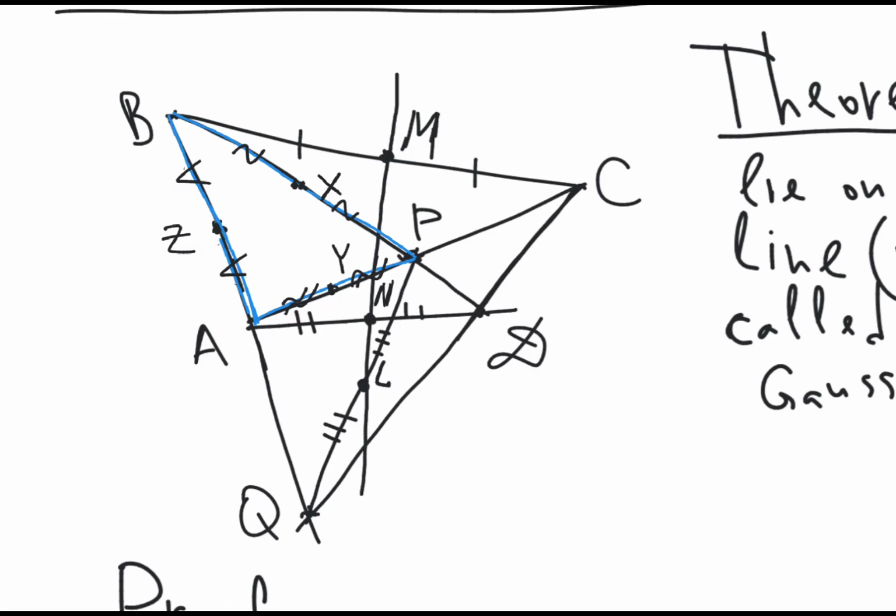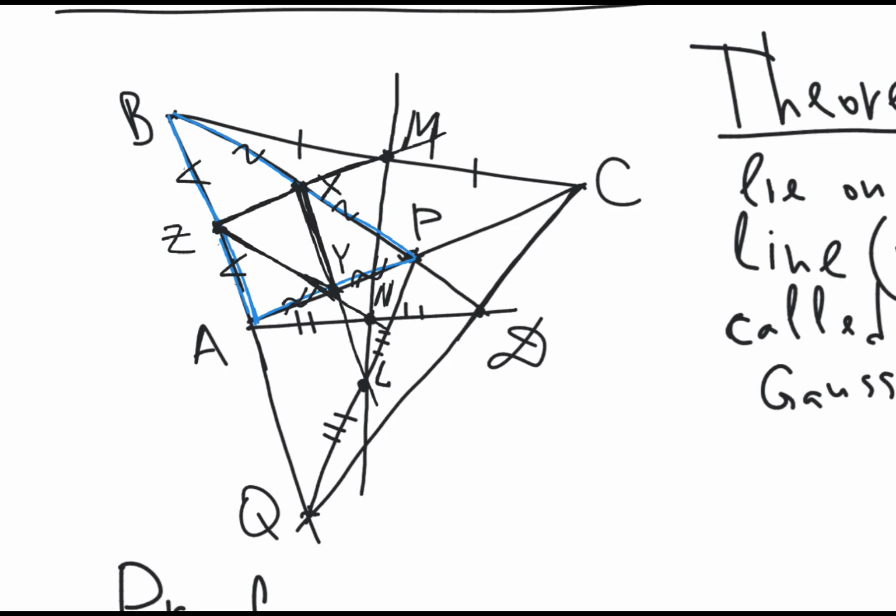Now because these are a bunch of midpoints, we notice that if we extend the lines of this small triangle, it's easy to see that XZ would pass through exactly M, XY would pass through L, and ZY would pass through N. And so why is that? Well, let's say XY.